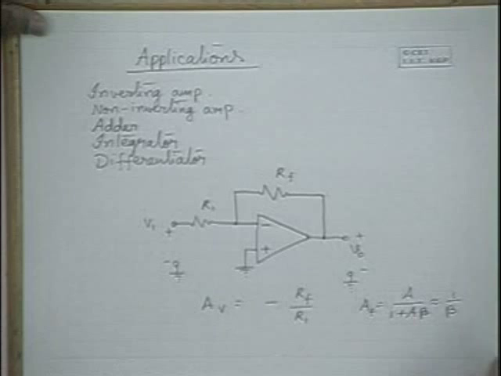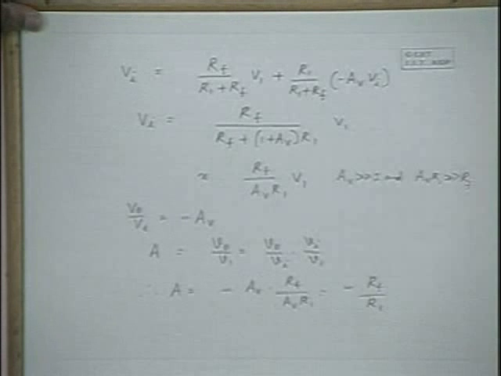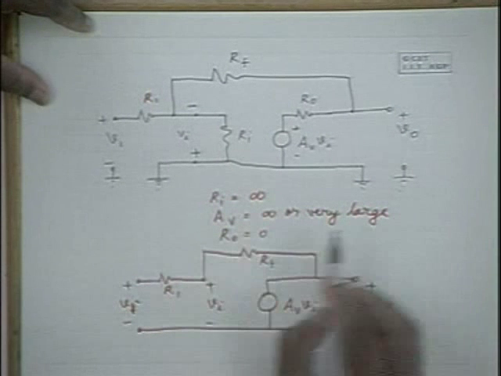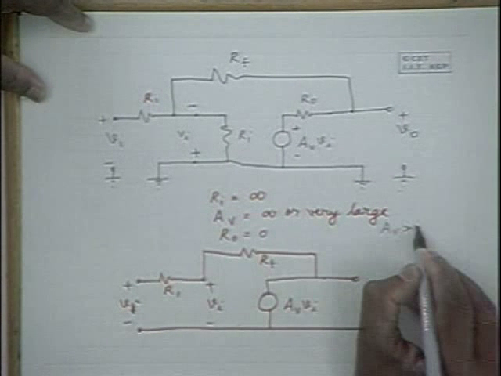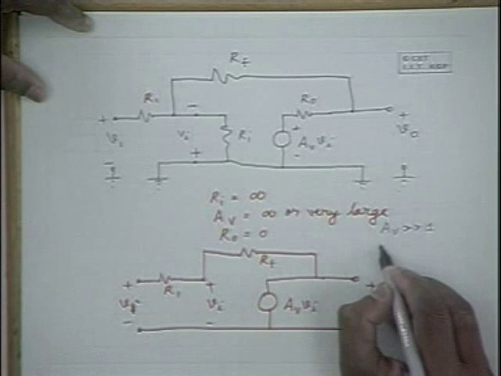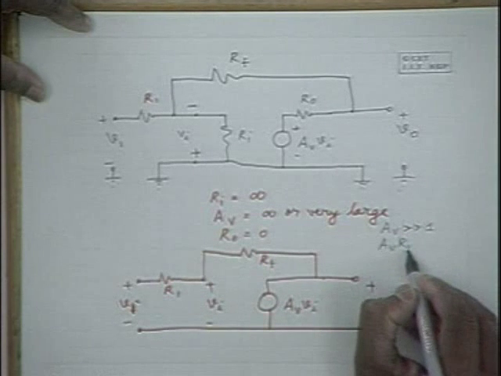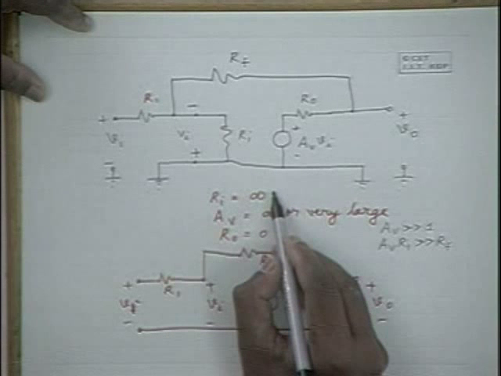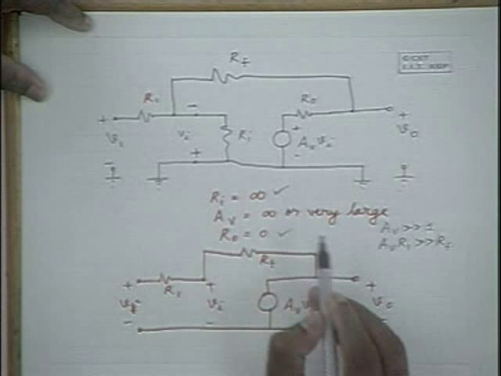And what are the approximations involved here? The approximations involved are that AV is much greater than 1, AV R1 is much greater than RF, and Ri is equal to infinity and R0 is equal to 0.